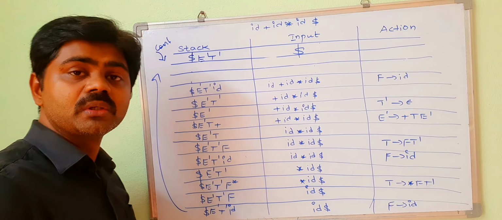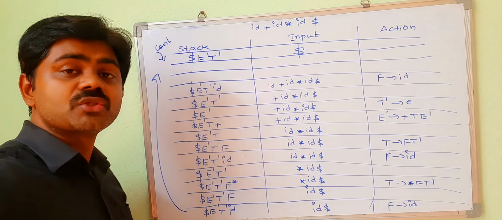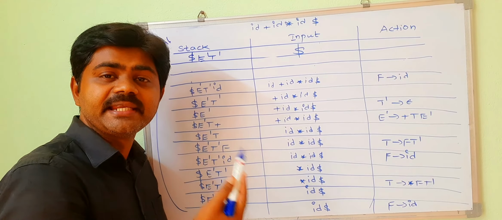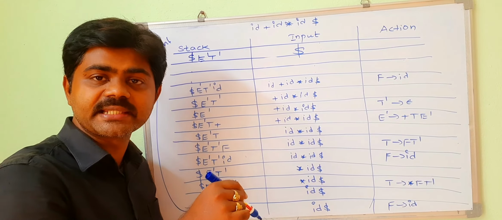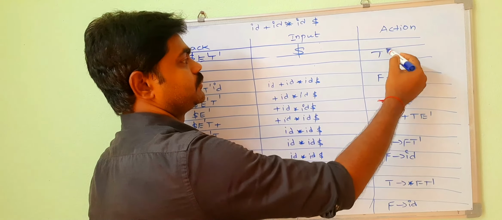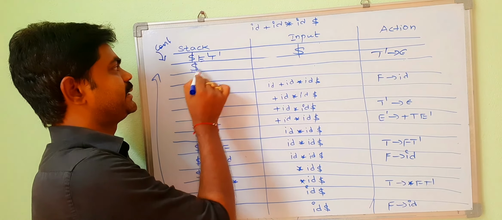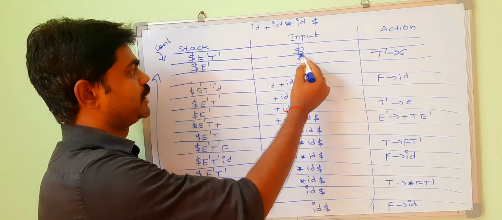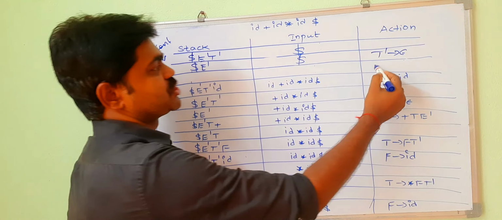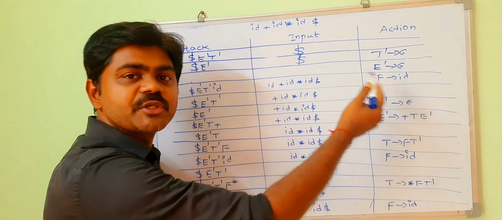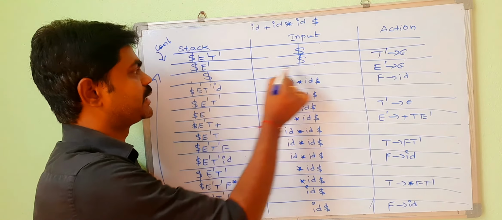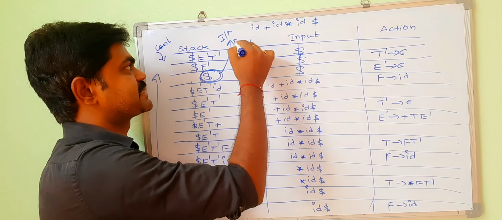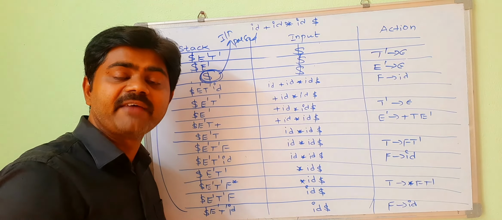Now I have a rule called E dash tends to epsilon. So now I am left with E dash T dash. I have a rule called T dash tends to epsilon; if you see the production rules in the grammar, we have T dash tends to epsilon. So substitute here. What will I get? T dash is gone, because I substituted it with epsilon. So finally I have E dash tends to epsilon. If I substitute E dash tends to epsilon, what will I get? Dollar. So finally I am left with dollar. That means my input is parsed. In this way I parse my input.